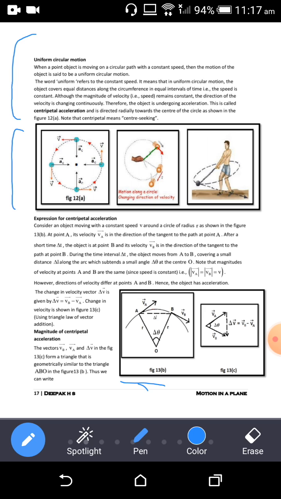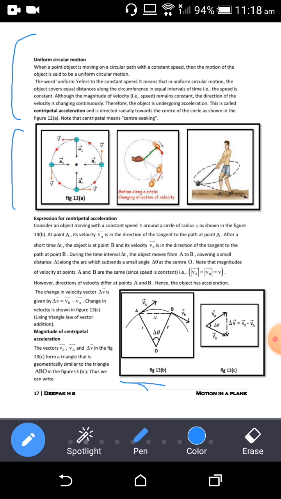What we have done is we have just considered an object moving with a constant speed v around a circle of radius r, as shown in the figure. At point A, you can see there, consider any point. So in the figure, I'm going to consider point A. In order to calculate the direction of an object at that particular point, we are going to draw a tangent there. The tangent gives the direction at that point.